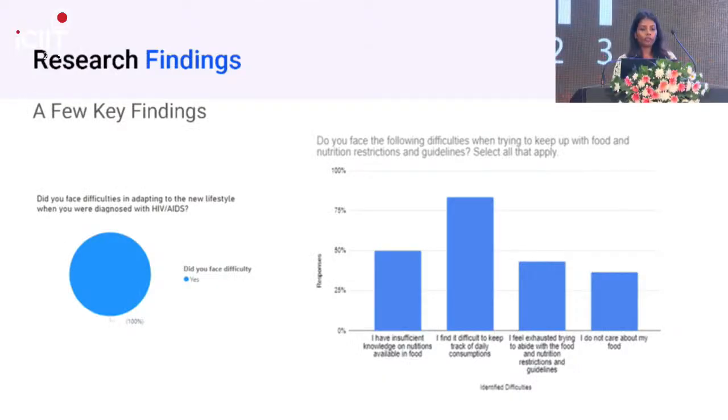So the second phase is the requirement analysis. So a few key findings from the analysis is, when we questioned if they actually face difficulties in adapting to a new lifestyle, everyone agreed that they did.